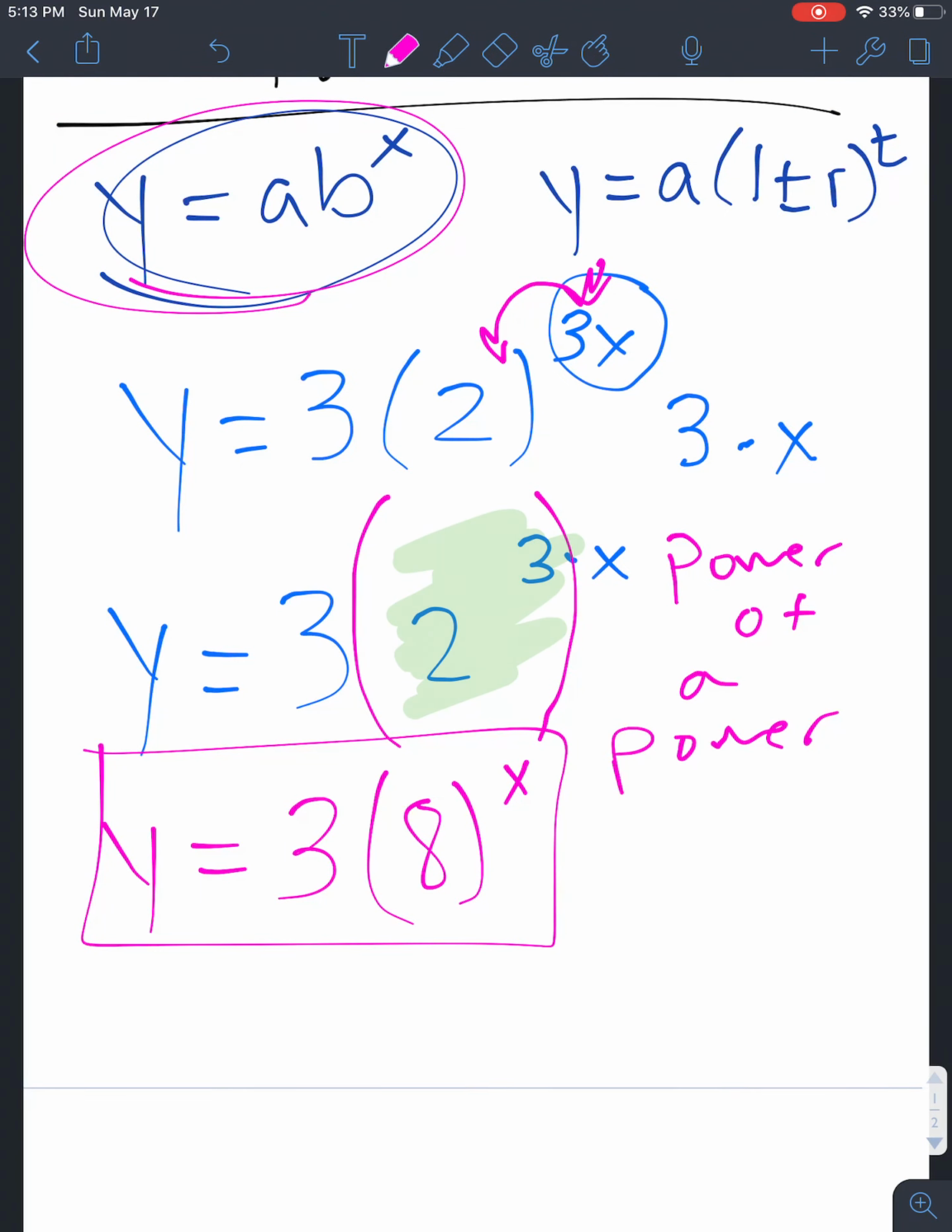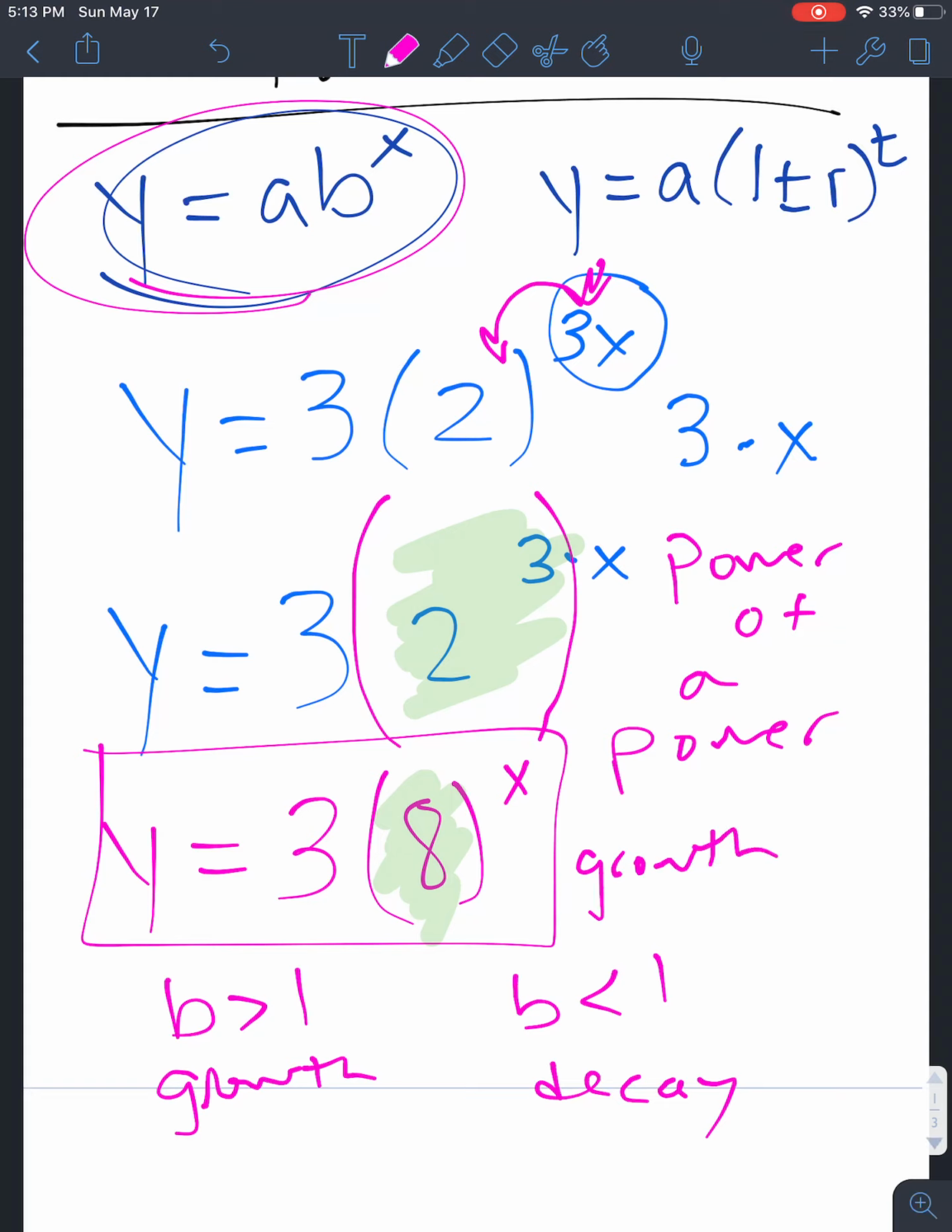Your final step in problems like this would be to ask yourself, all right, so we have this 8, is that bigger than 1 or smaller than 1? Remember, if that b value is bigger than 1, we call it a growth. But if the b value is less than 1, we call it a decay. So since our b value is bigger than 1, we'd say that this is an exponential growth function.